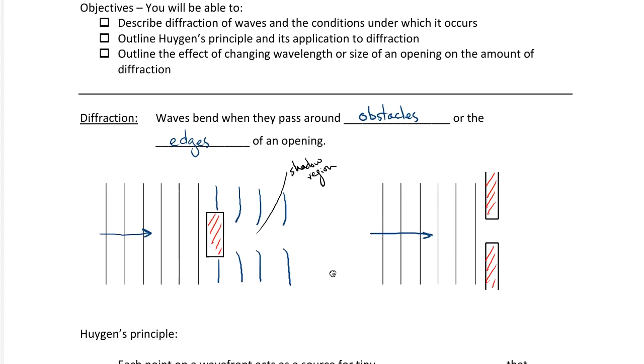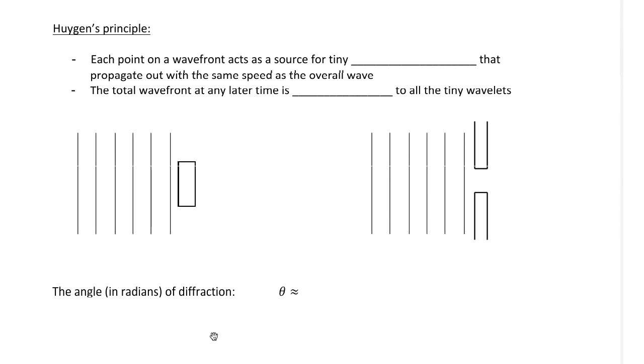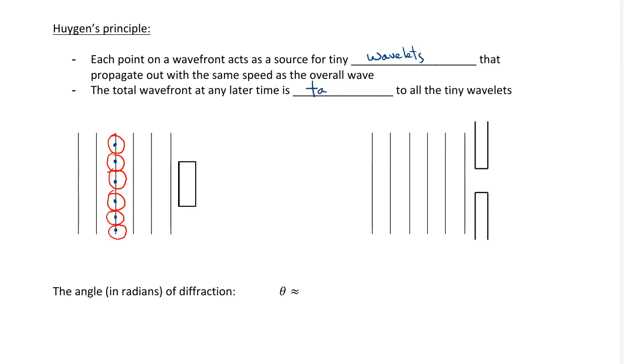Now, one way of starting to think about what's happening here is using a principle known as Huygens' principle. Huygens' principle says that we can think of each point on the wavefront as if it were a source for tiny little wavelets that themselves were propagating out at the same speed as the overall wave. So what do I mean by that? I mean that we can think of, if I take this wavefront here, I can think of each point, and I'm not going to draw all of them because there are infinitely many, but I'm just drawing a selection. We can think of each of them as a tiny point source of waves, so circular waves that are propagating out from them. And the second part of Huygens' principle is that if we want to figure out where the wavefront is at any later time, it has to be tangent to all the tiny wavelets.